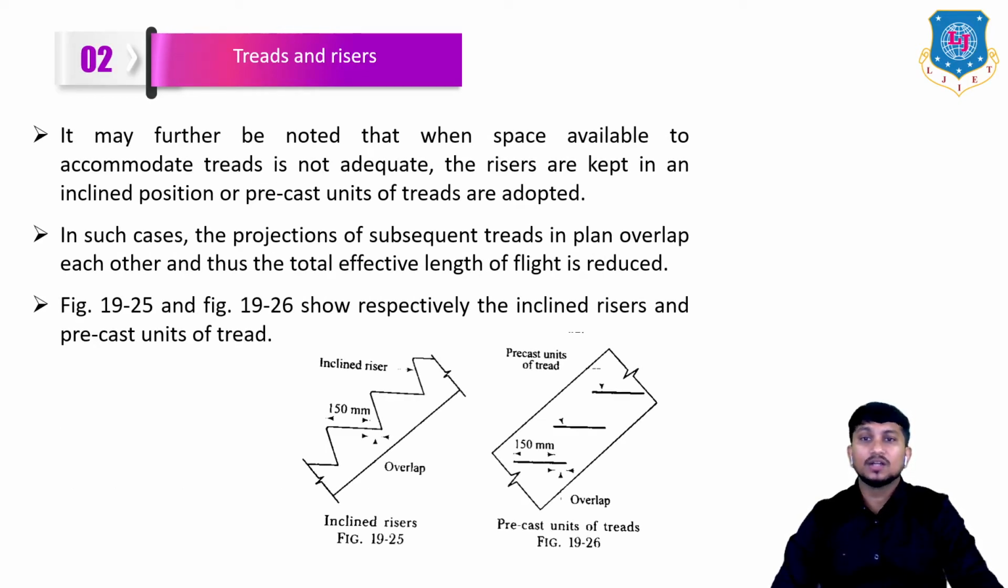It may be further noted that when the space available to accommodate treads is not adequate, the risers are kept in an inclined position, as you can see in this figure, or precast units of treads are adopted. In such cases, projections of subsequent treads in plan overlap each other, and thus the total effective length of flight is reduced. In the first figure, you can clearly see the inclined risers, and in the second figure, you can clearly see precast units of treads.